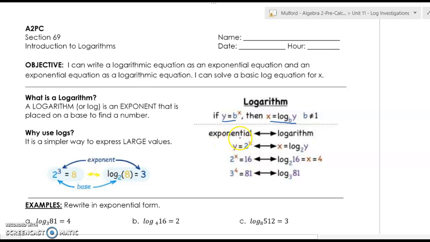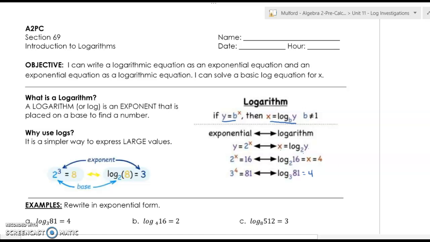So these are examples of exponential to logarithmic conversion. y equals 2 to the x becomes x equals log base 2 of y. 2 to the x equals 16 becomes log base 2 of 16 equals x, which we can find out is 4. We're going to do some solving there in just a little bit. 3 to the 4 equals 81 becomes log base 3 of 81 equals 4. So those are some conversions.